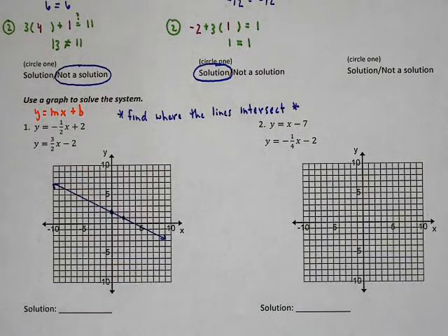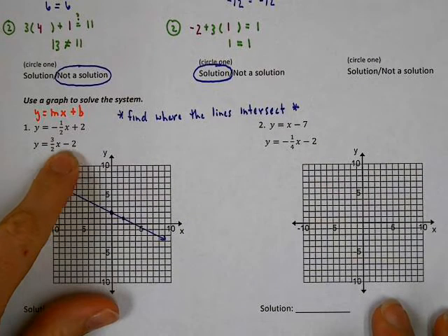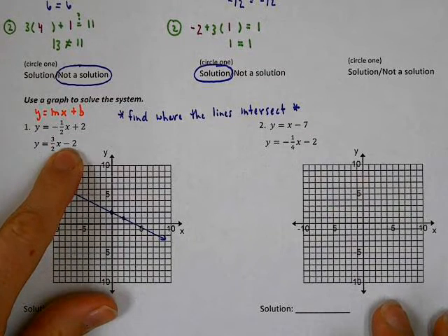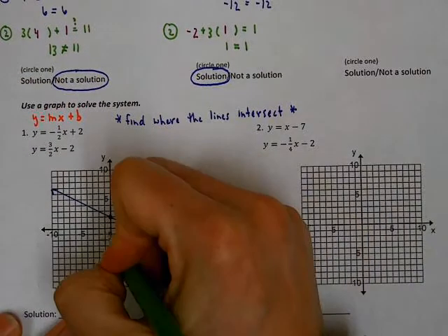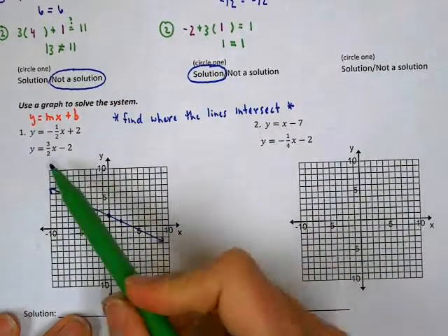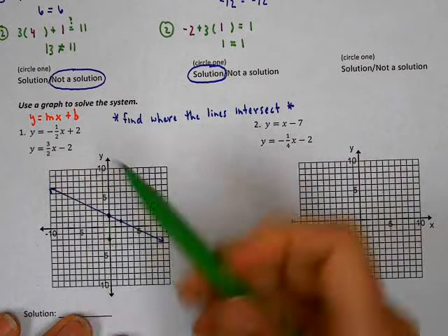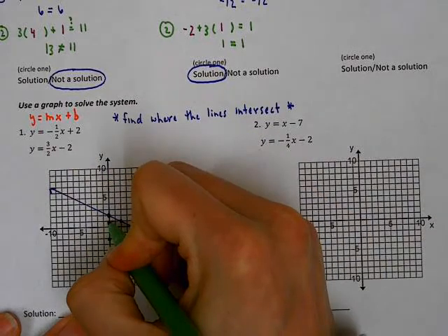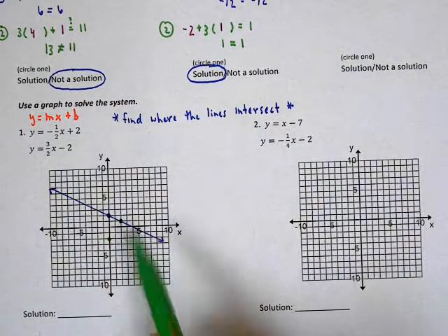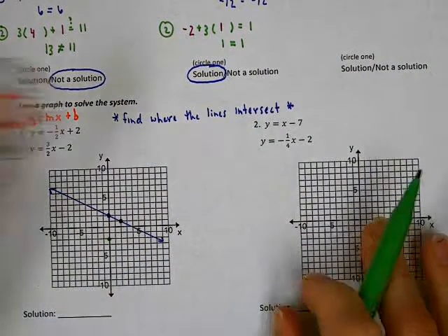I'm going to graph my second line, and hopefully I'll be able to tell pretty easily where the two lines intersect. So my second equation here is y equals 3/2 x minus 2. So in this case, my b value is a negative 2. So on the y-axis, I'm going to go down 2. Now my slope is 3/2, so I'm going to go up 3 and run 2. And in this case, it works out really nicely. I can already tell where that solution is.